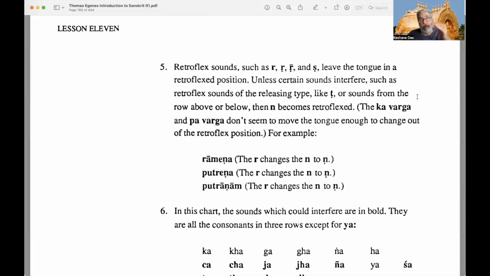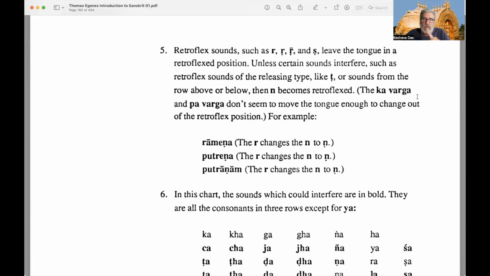But if we go to the palatals or the dentals, it does change the position of the tongue, which just pronounced a retroflex or cerebral letter. Okay, so that's all very complicated, and let's have a look at some examples here.